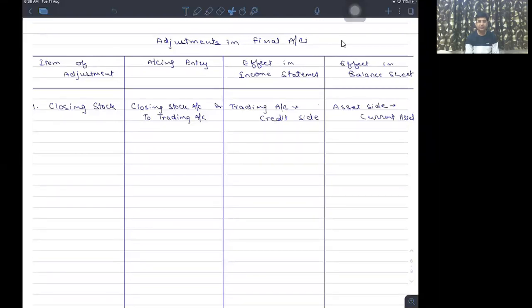When I'm saying that something, or the effects, are to be given in the final accounts, like I've written about the closing stock, that it will appear in the trading account on the credit side and in the balance sheet on the asset side. How it appears, I'll just try to present it. If I'm doing the adjustment of closing stock, I'll prepare a trading account. Let's say this is my trading account and this is my balance sheet.